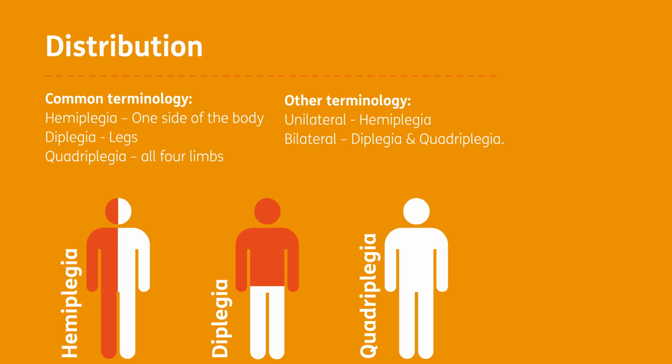So onto the distribution. The common terminology over here, at least, is hemiplegia, where it affects one side of the body, the nice image below. Diplegia is just your legs, and quadriplegia, all four limbs.